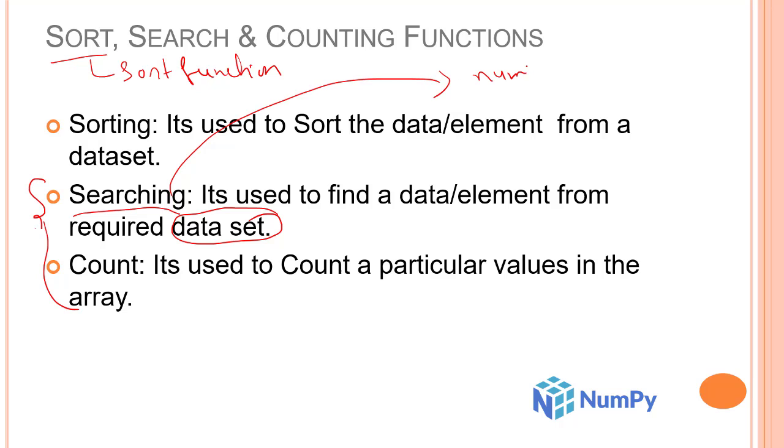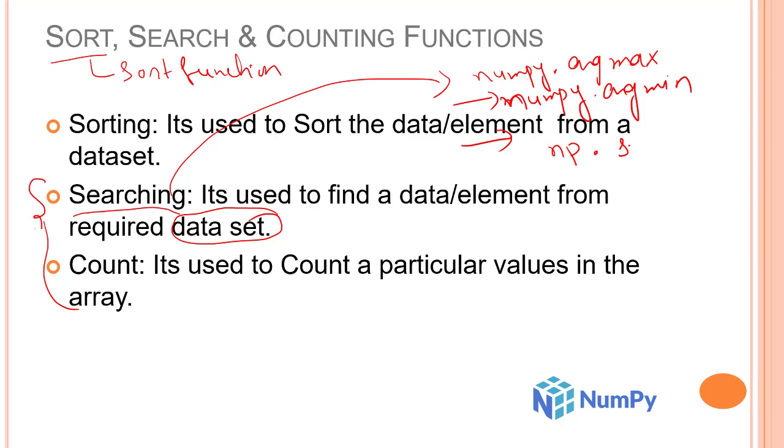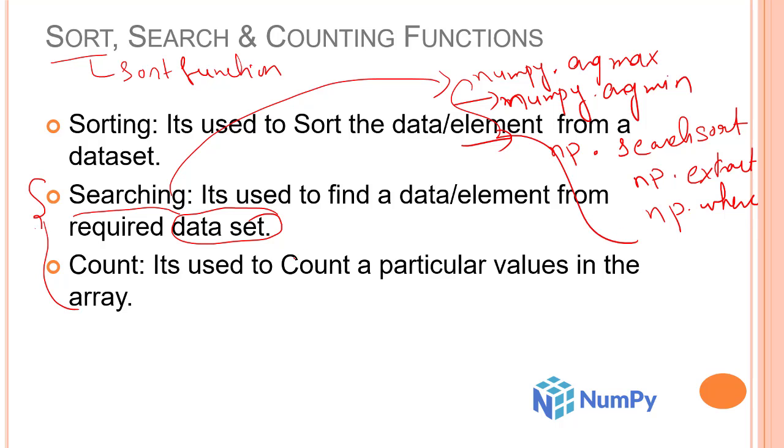We'll go with numpy.argmax. This is one method to search for the maximum number. Another method is numpy.argmin, to search for the minimum values. Then you have a method called np.searchsorted, with which you can do the search as well as the sort. Then you have the np.extract method to extract the values. We can also use another method called np.where. So these are some of the methods for searching.